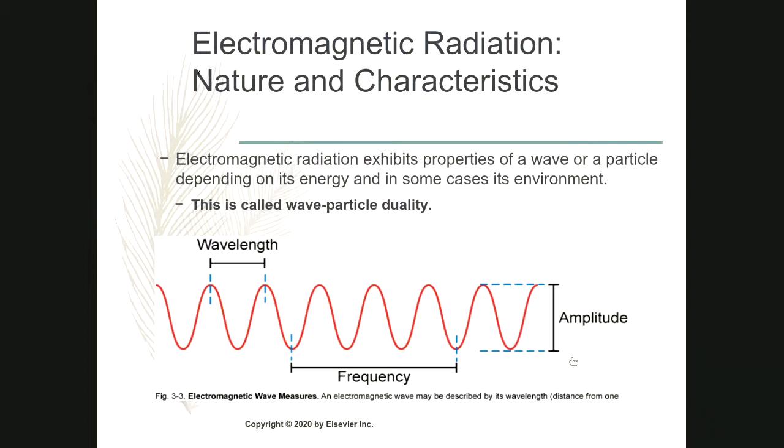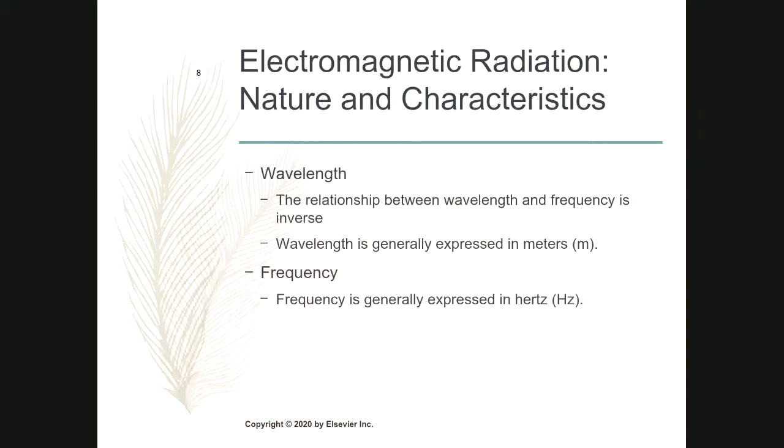So if we speak of electromagnetic radiation with regard to the wavelength, the frequency, the amplitude, and the velocity, you tend to be talking about it in wave form. Okay, so waveform is how we talk about it, but typically with X-rays, we tend to talk about those more in particulate form, and we'll talk about that in a few minutes.